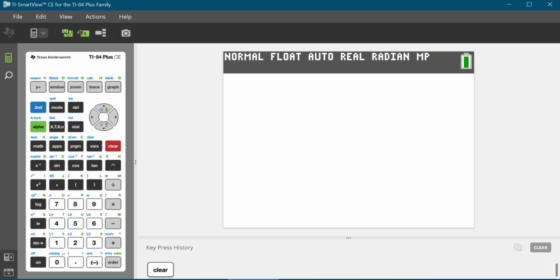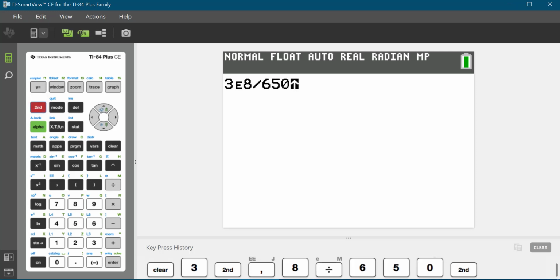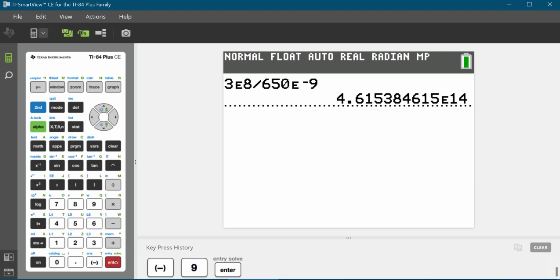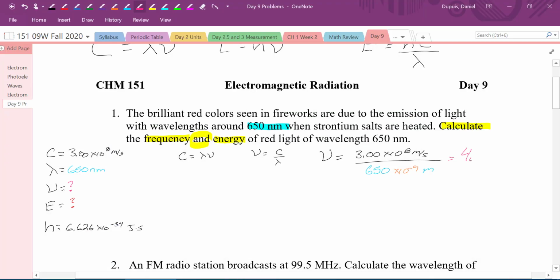Okay, so got the calculator out. Now, 3.00 is the same thing as 3 in your calculator. I use the second button and this EE, which is the comma, on this TI-84 Plus. Second, EE 8. Divide 650, second, comma, negative 9. So now it has number and number, and I get 4.62 times 10 to the 14th. Now I only have 2 sig figs, so it's 4.6 times 10 to the 14th, 1 over seconds, or hertz, same thing. And so now I got my frequency.